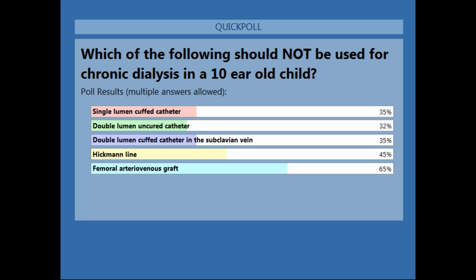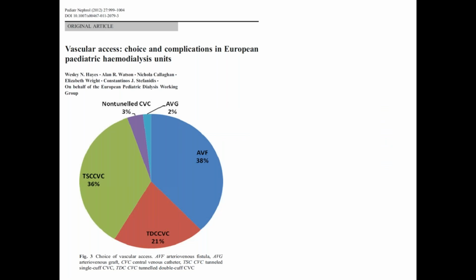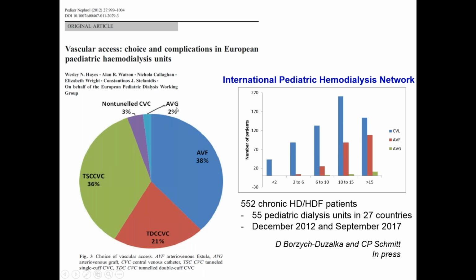Now, looking at European data, our colleague Wesley Hayes did a survey across the European Pediatric Dialysis Working Group and showed the prevalence of different catheter types across the EU. He showed that arteriovenous fistulas are used in over a third of patients, tunneled single cuff or double cuff lines are used in about 60%, and only 2% of patients have arteriovenous grafts. So this is important information, keeping in mind what the Fistula First guideline says versus what the actual practice is.